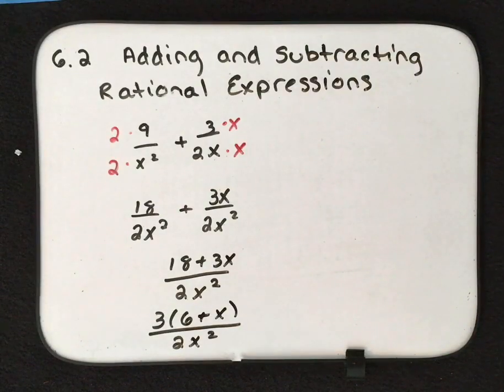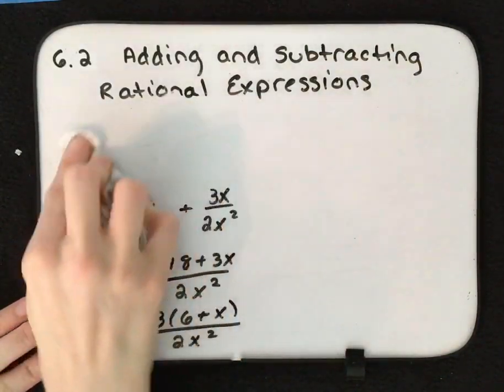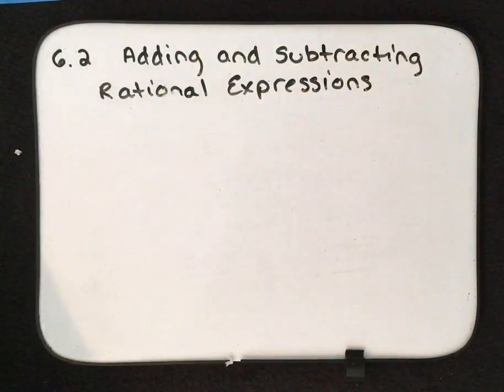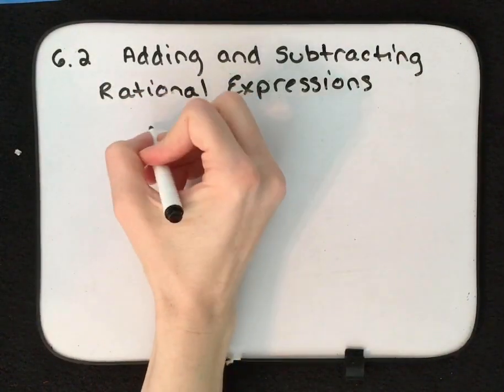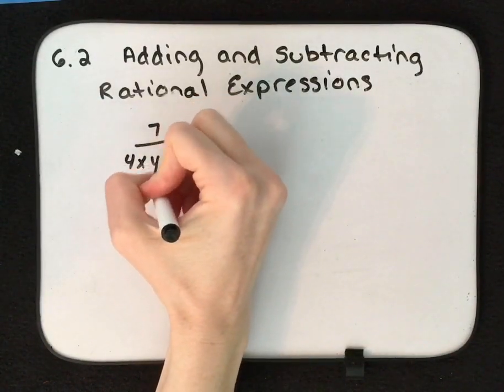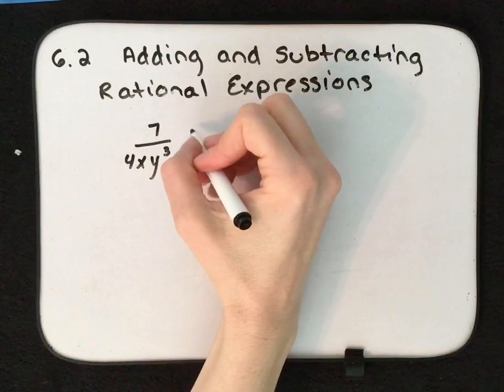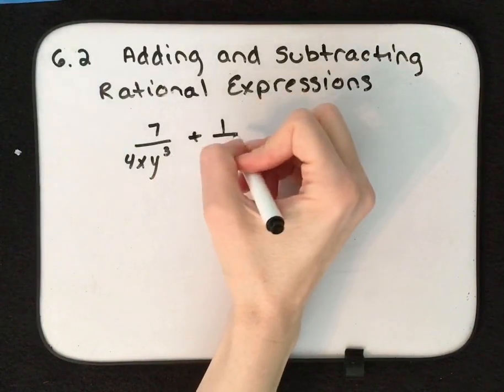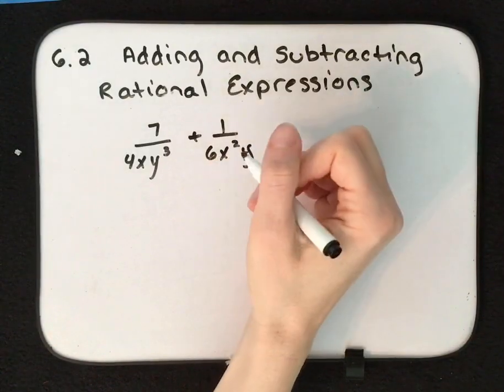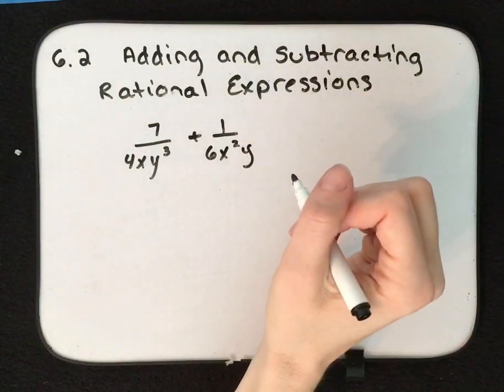Let's try again. Seven over 4xy to the third plus 1 over 6x to the second y. Well, I need a common denominator.